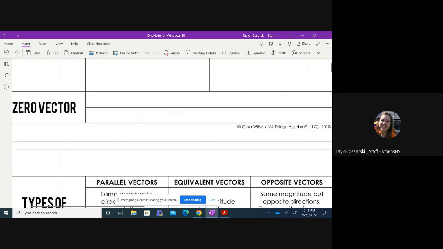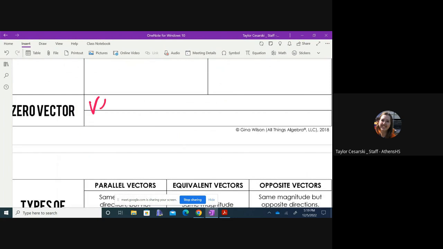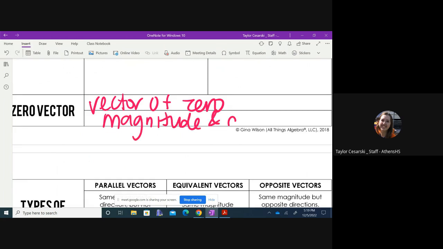All right, a zero vector is a vector of 0 magnitude and direction. All components would be 0.